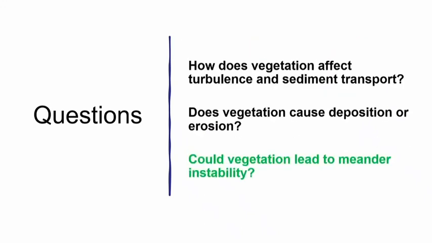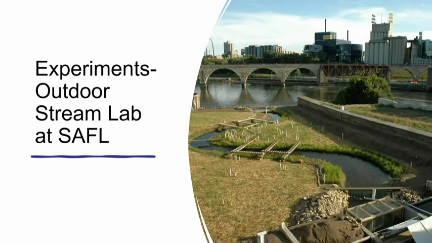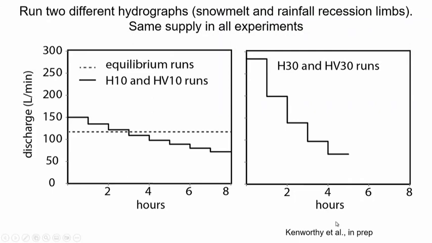Finally, could vegetation lead to meander instability? And this one is going to be way quicker than that middle part of the talk. We're going to go one step down in scale to the outdoor stream lab. Maybe some of you have been there at St. Anthony Falls Lab, where essentially we have the banks of the Mississippi here. They've constructed an artificial meandering channel on those banks, taking water from the Mississippi, feeding it into this fake meander channel. We can actually supply sediment in this case because it's a reasonable scale experiment.